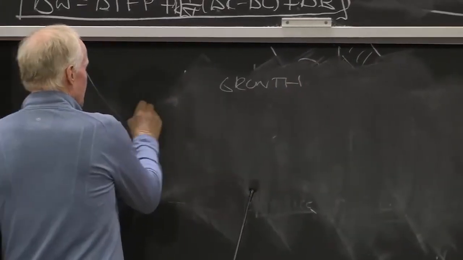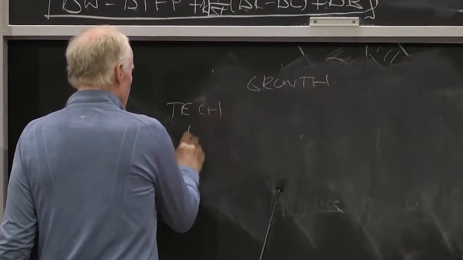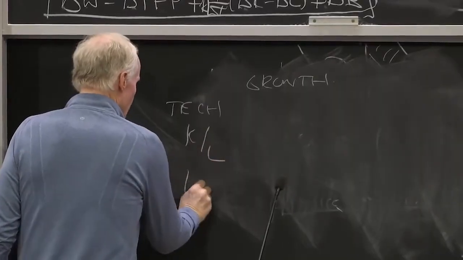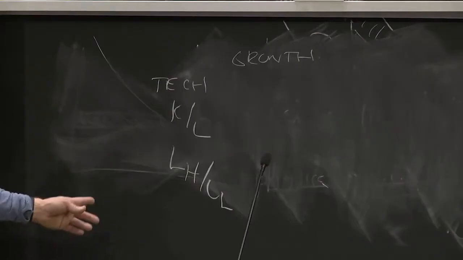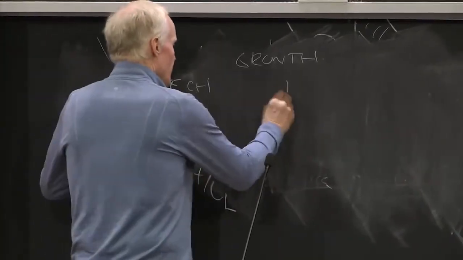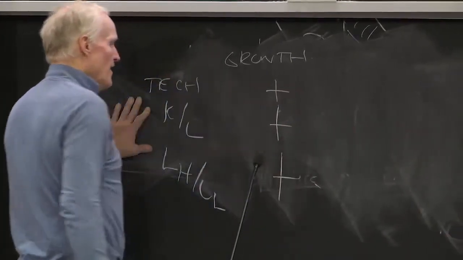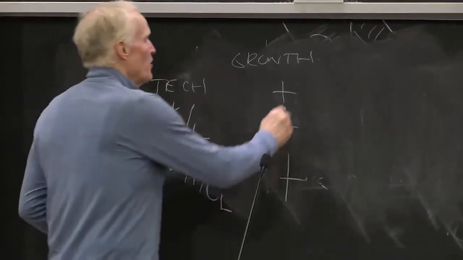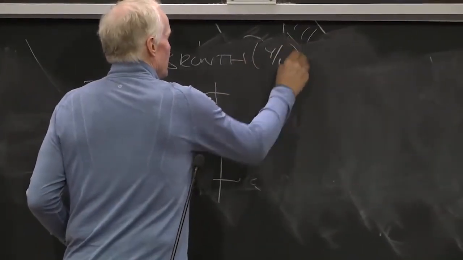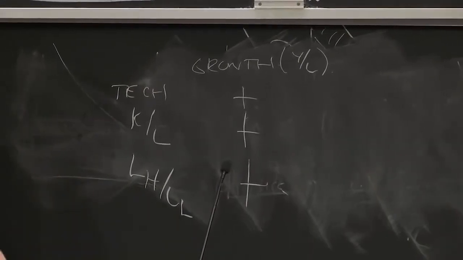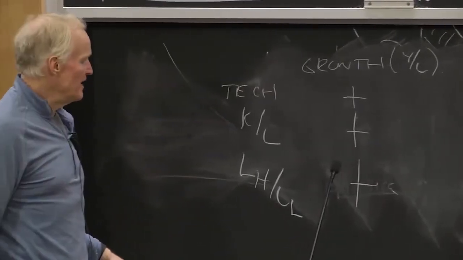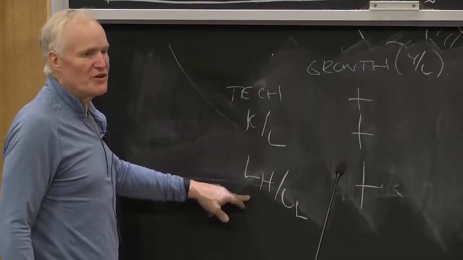So I've got technology, K over L, LH over LL, all those things going on. It's pretty clear that all these are making Y over L go up, right? I want to look at output per person or output per man hour, some measure of productivity. Productivity is growing for all these reasons, right?